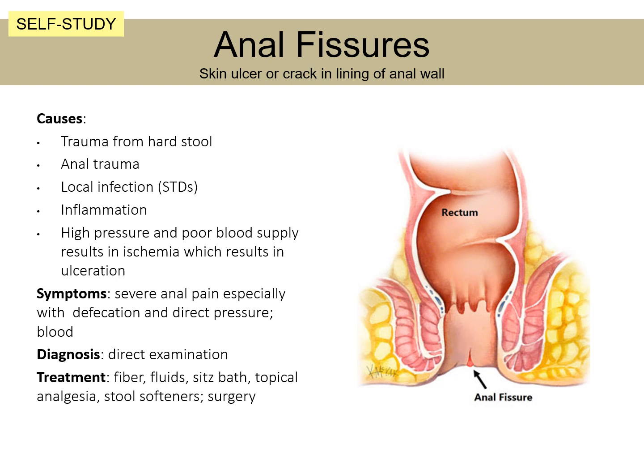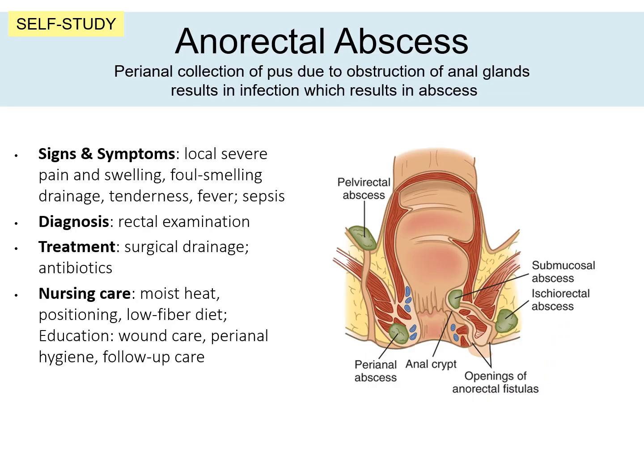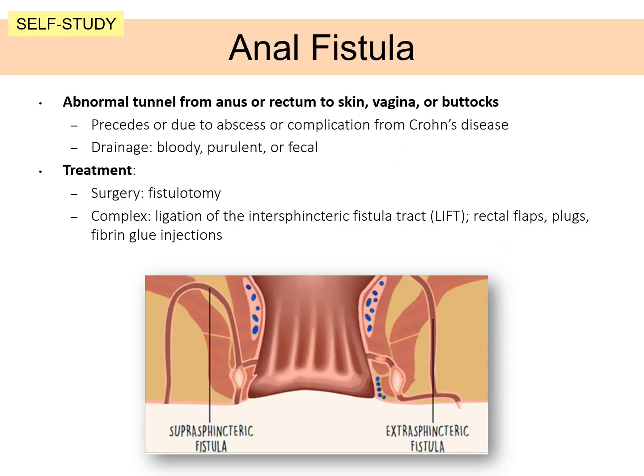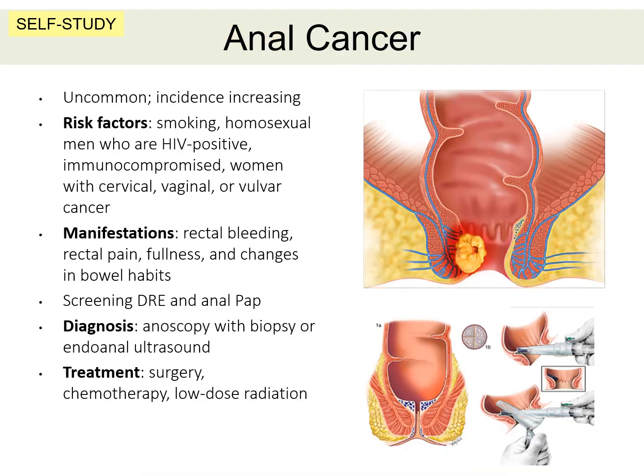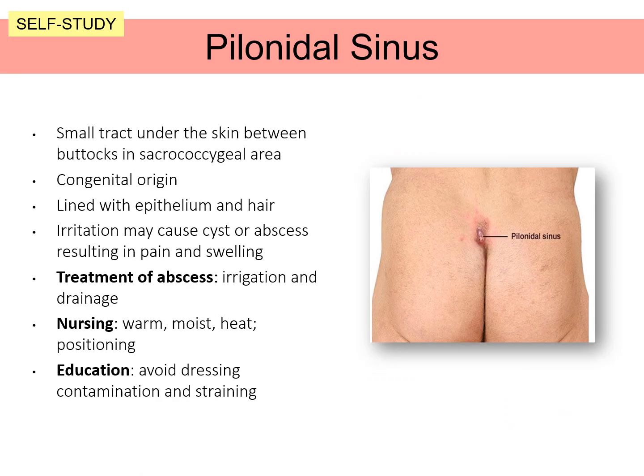Okay, this is self-study, so again, reading the PowerPoint will be enough for these: anal fissures, anal rectal abscess, anal fistula, we talked a little bit about that one, anal cancer, pilonidal sinus. So you can read up on that, and that concludes this chapter.